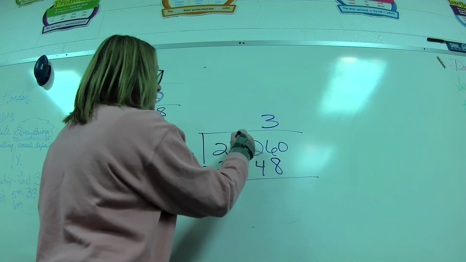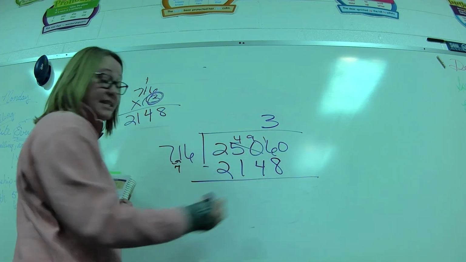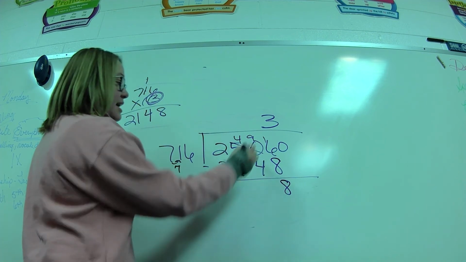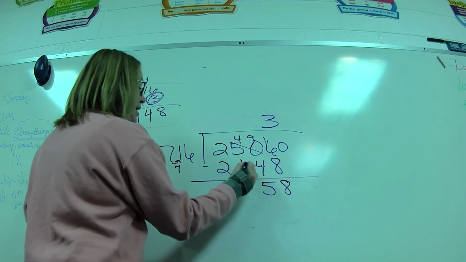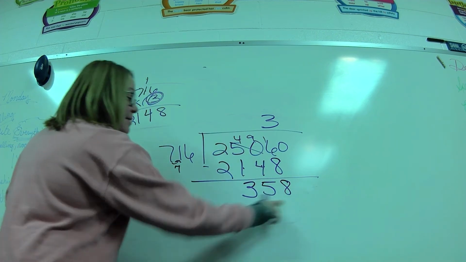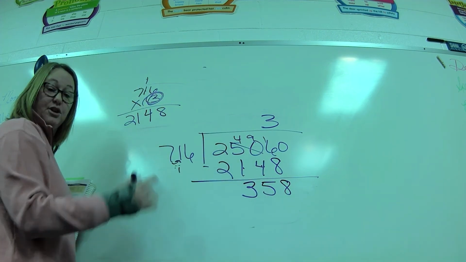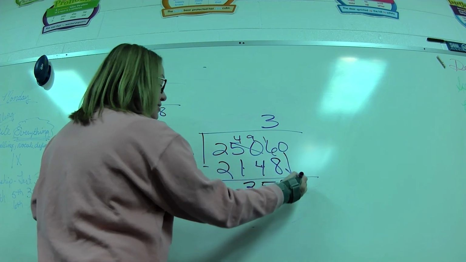So let's borrow and make it 16 subtract 8, which is going to be 8. 9 subtract 4 is 5. 4 subtract 1 is 3. All right, this number is smaller than my divisor, so I can carry on. And I'm going to bring down the 0.